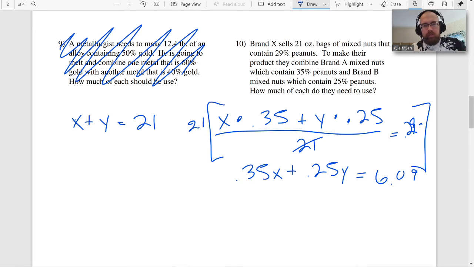0.35, 0.25, 6.09. And I already put the numbers in for the first equation. And it looks like I get the answer. All right, so I know x and y now. How much of each do they need?